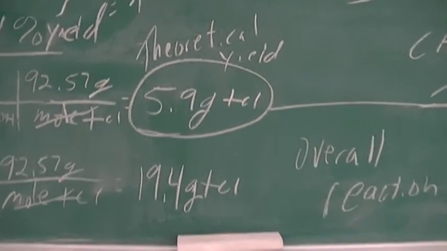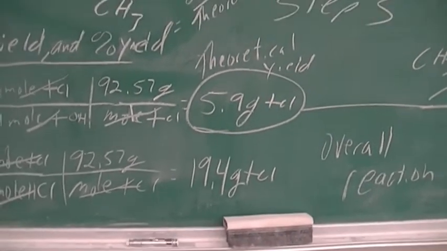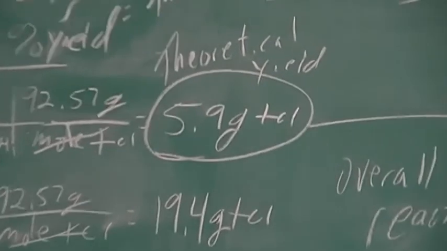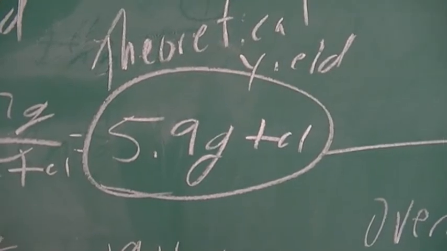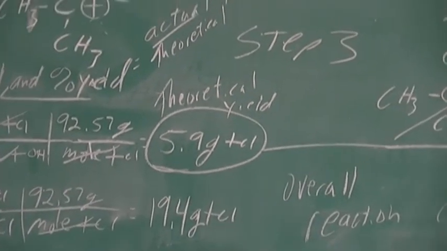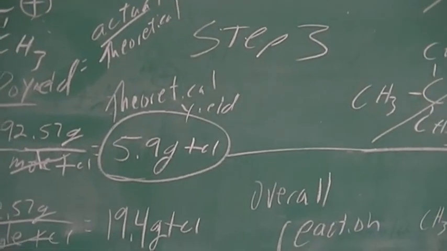And so your theoretical yield is the lower amount. Always, the lowest amount formed is your theoretical yield. So if you had everything work out perfectly, you would have 5.9 grams of T-butyl chloride. That is the theoretical yield. All right, and so that came from the T-butyl alcohol, which makes the T-butyl alcohol the limiting reagent.